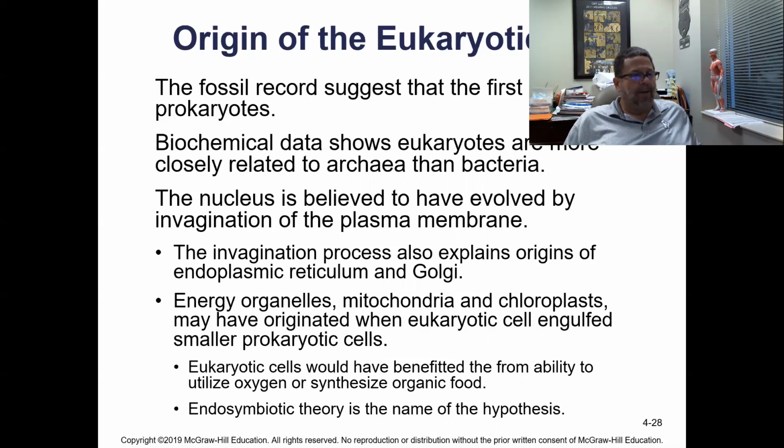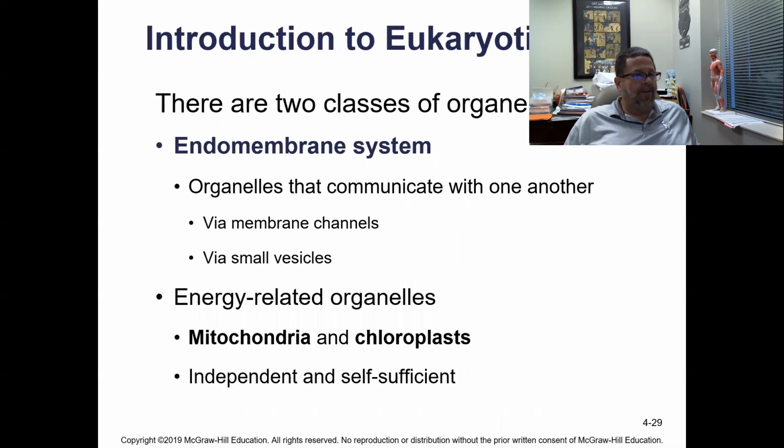The invagination process also explains the origin of the endoplasmic reticulum and the Golgi apparatus. Energy organelles, mitochondria and chloroplasts, may have originated when eukaryote cells engulfed a smaller prokaryote, and that is the endosymbiotic theory. The book gives some details and evidence. There's DNA in both of those organelles, chloroplasts and mitochondria. They have specialized ribosomes in their cytoplasm that are of bacterial origin. And of course, my favorite one is that they're double membrane organelles.